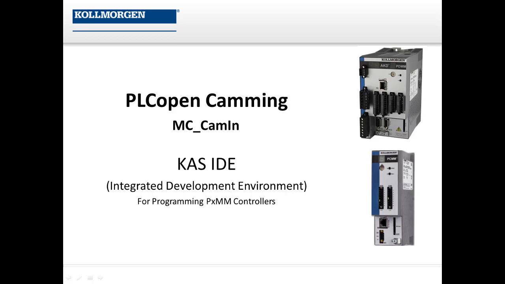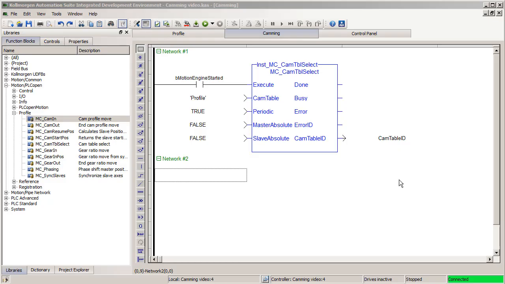In this video, I'm going to show you the last step required to start a master-slave CAM relationship in a PLCopen project in the KAS IDE software. We've already, in previous videos, created a CAM profile and then called the MC-CAM-table-select function to prepare the CAM profile to be called. And now finally, we're going to call the MC-CAM-in function block to actually start the CAM profile.